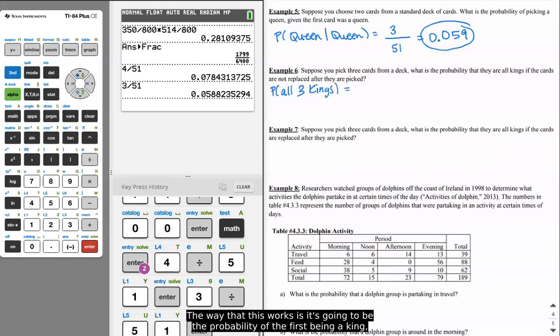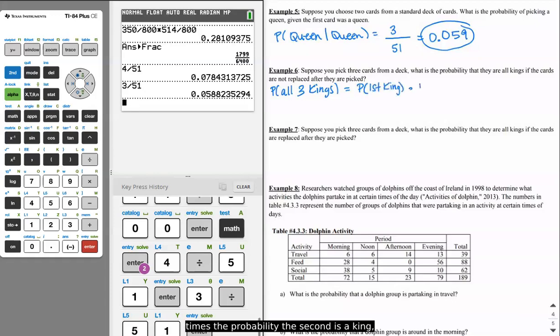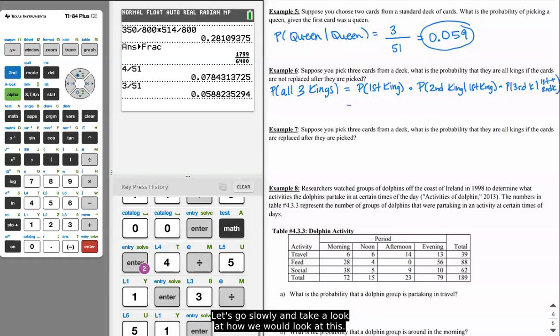And so the way that this works is it's going to be the probability of the first being a king, times the probability the second is a king, given the first was a king. And then the last probability is what's the probability of the third being a king? I'm going to shorthand here because I'm running out of room. Given the first and the second were kings, right? So we have 3 separate probabilities. Let's go slowly and take a look at how we would look at this.